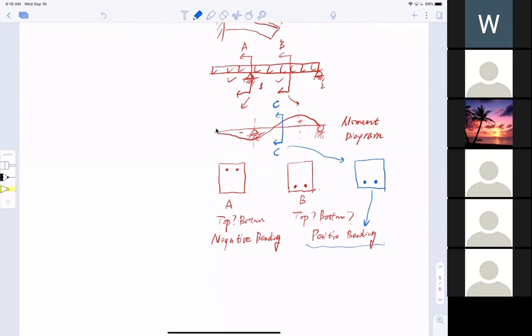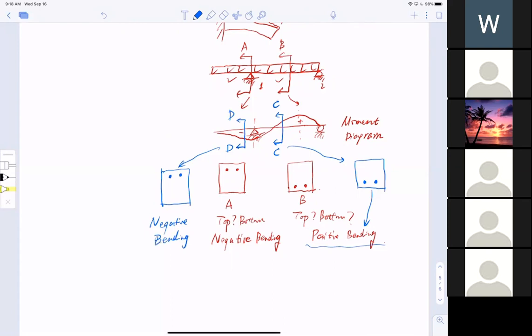Naturally, I'm going to call my next victim, Daniel. Your turn. Section D here. Top or bottom bars? Top. Why? Negative bending, so the tension's going to be topside. Got you. Thank you very much.